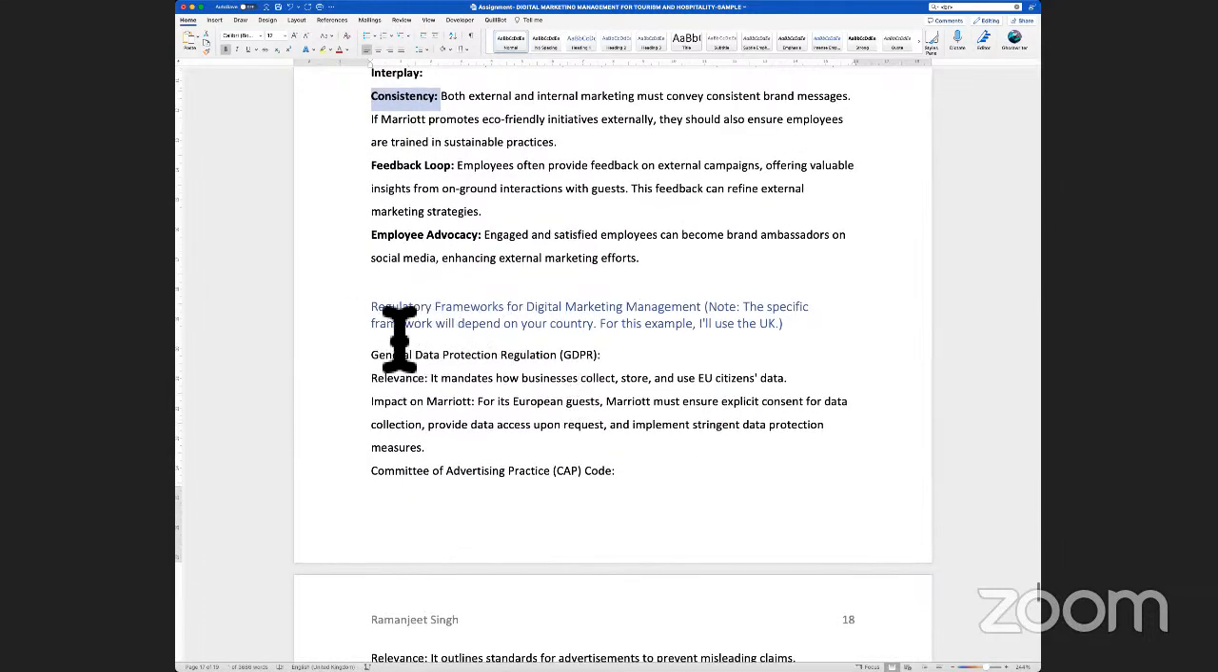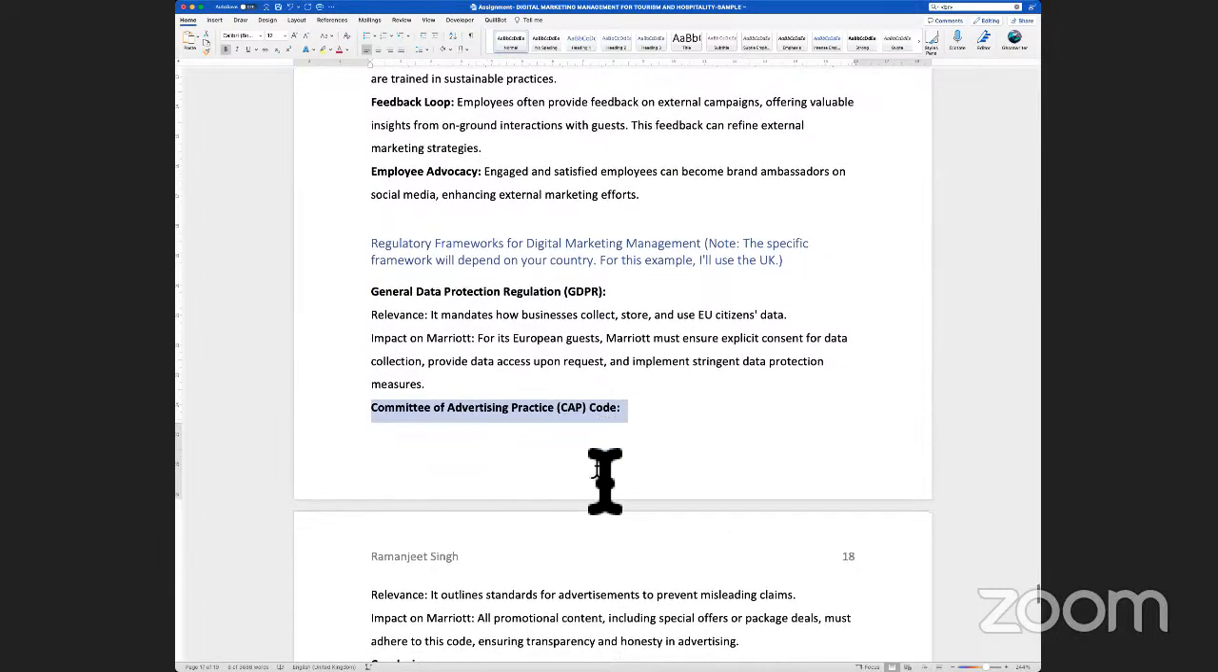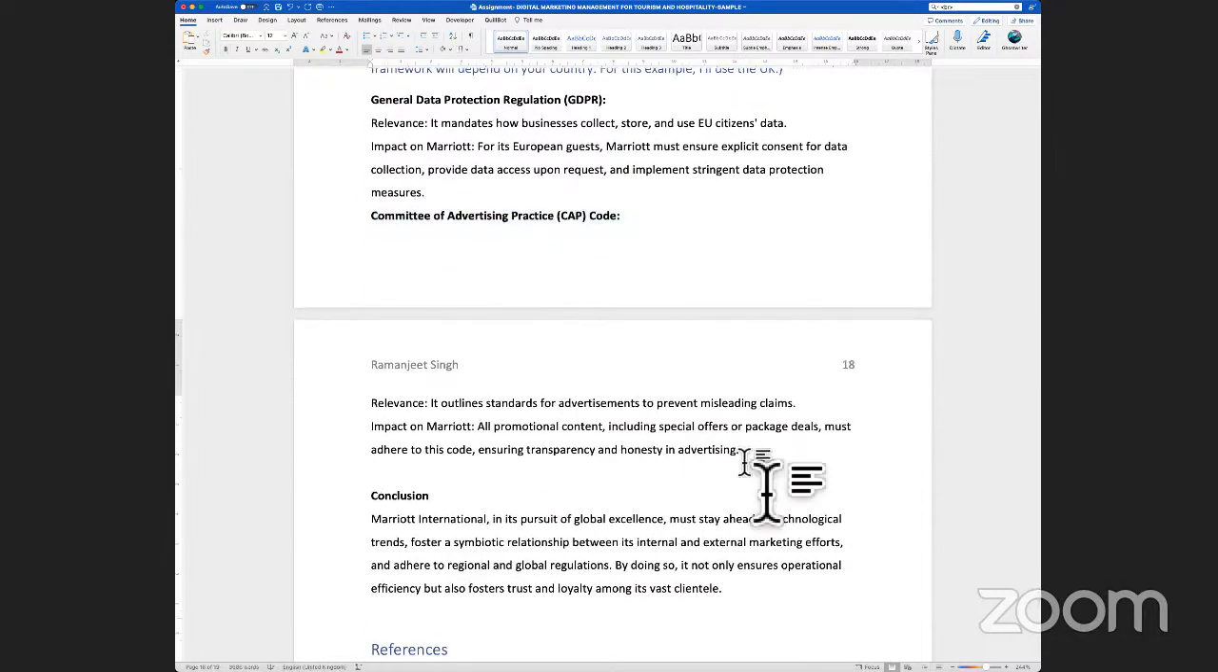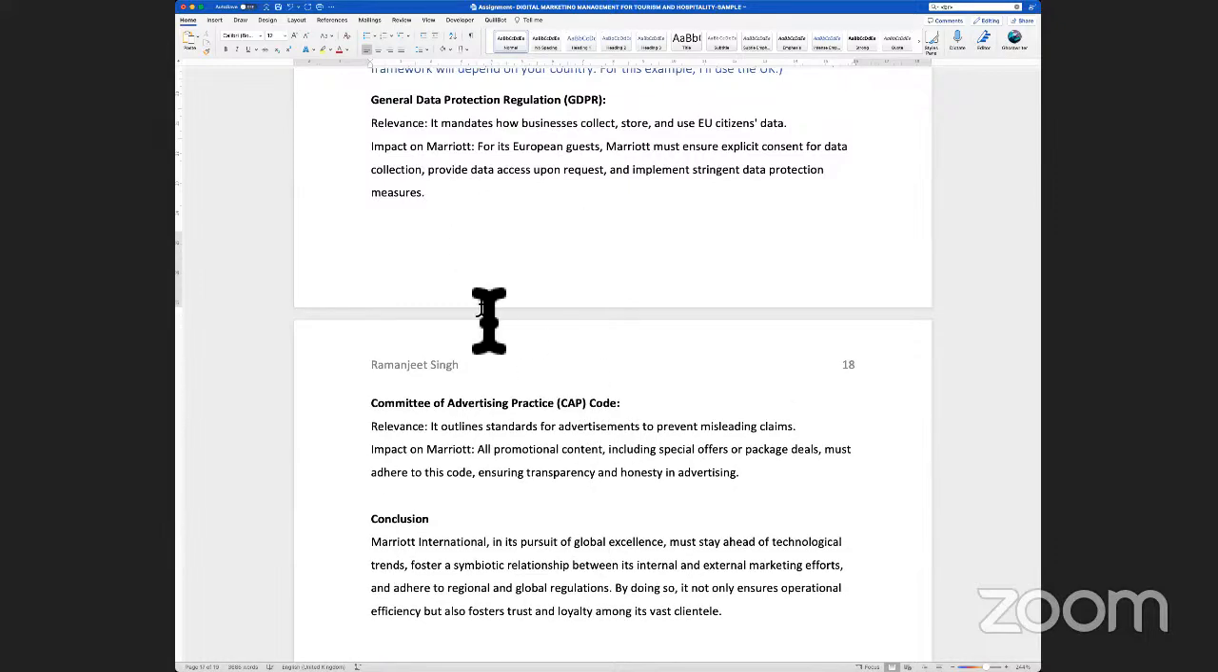The last part of the task talks about regulatory frameworks. For the UK, I have considered things like the General Data Protection Regulation and the Committee of Advertising Practice, or the CAP code. These two are regulatory frameworks that govern advertising and any messaging that you do, which you need to comply with in a particular country. It might be different in the US, or in other countries. So you would need to cover one or two.